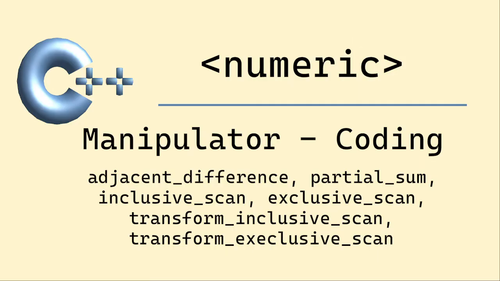Now let us learn these algorithms through coding. As I told you earlier, these algorithms manipulate objects: picking the objects from a container, creating new objects and writing them into a new container or range basically. So we consider these algorithms: adjacent difference, partial sum, inclusive scan, exclusive scan, transform inclusive scan, and transform exclusive scan.